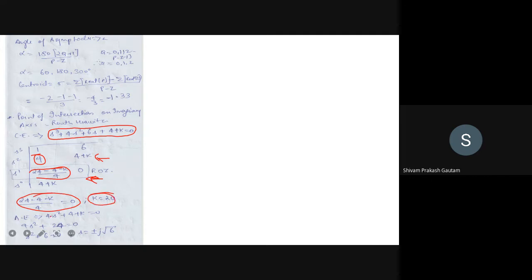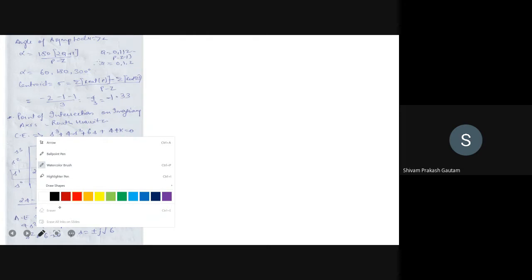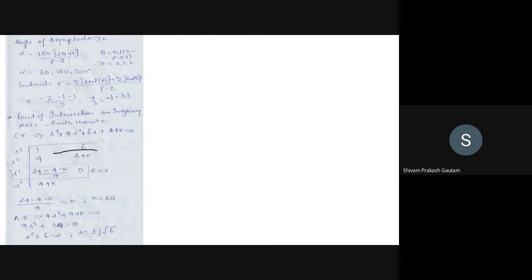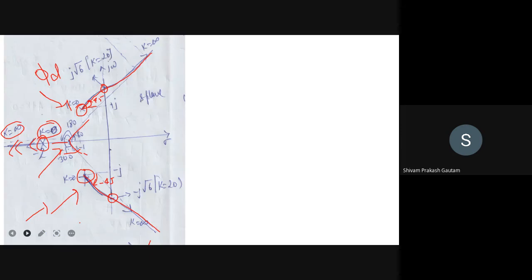Once you have the value of k, it is very easy to calculate the point. You can calculate it by the auxiliary equation. The power is s square, so it will be 4s square plus 4 plus k. The value of k we have already calculated, that is 20. You can substitute the values and calculate s. The values of s come out to be plus minus j root 6. This is what has been shown here. You can see the value of s is equal to plus j root 6 and the value of gain k is 20. So this is the end of our discussion.